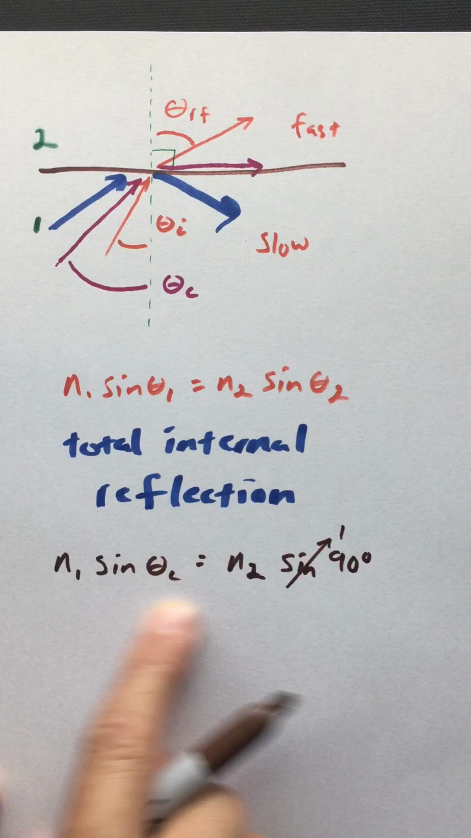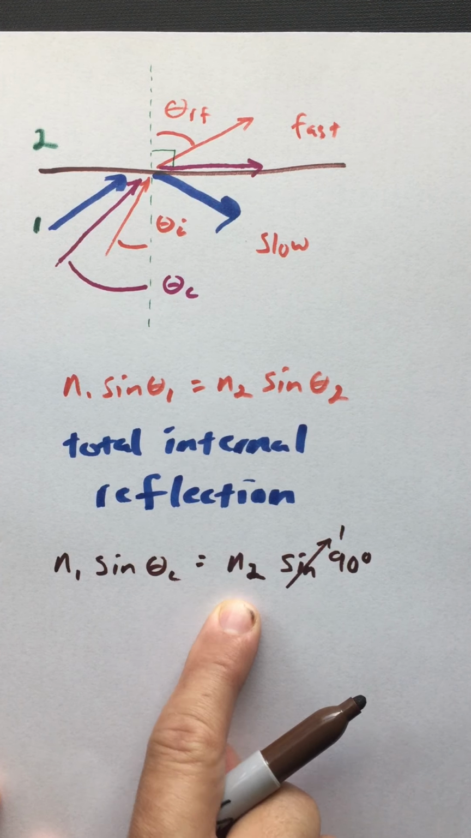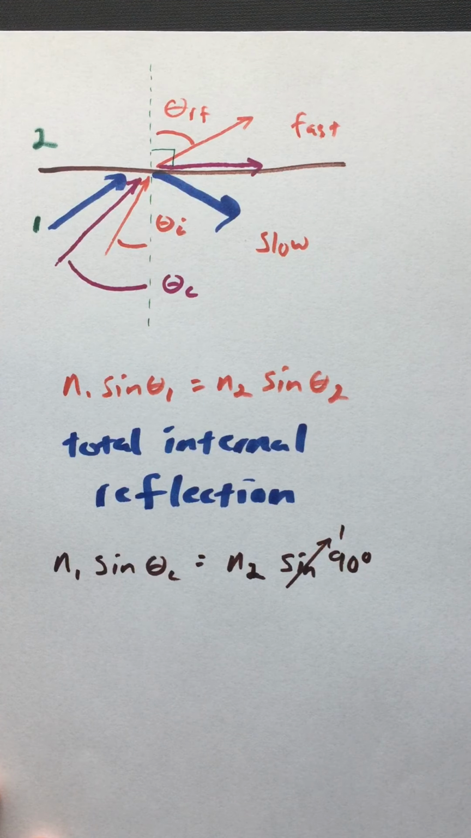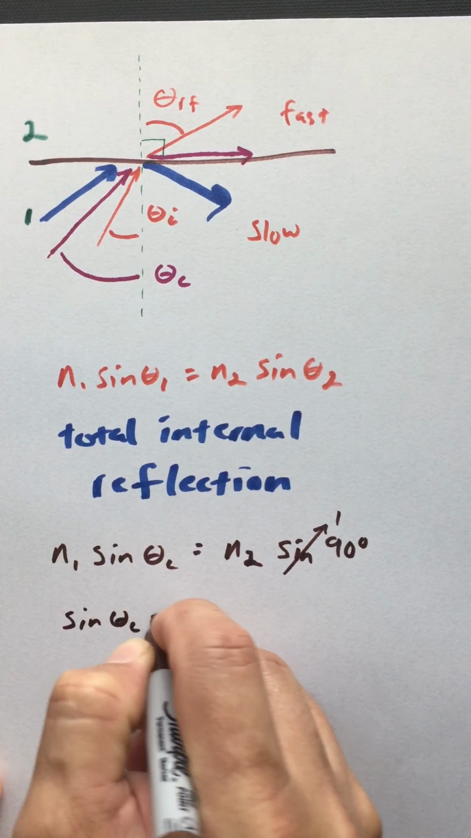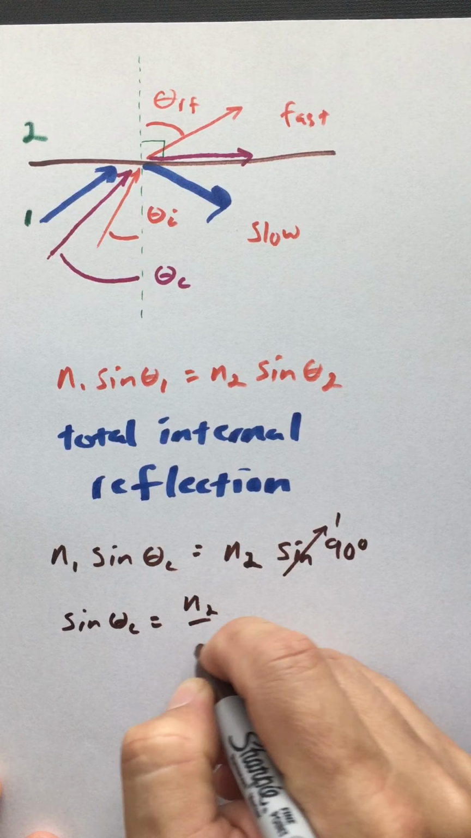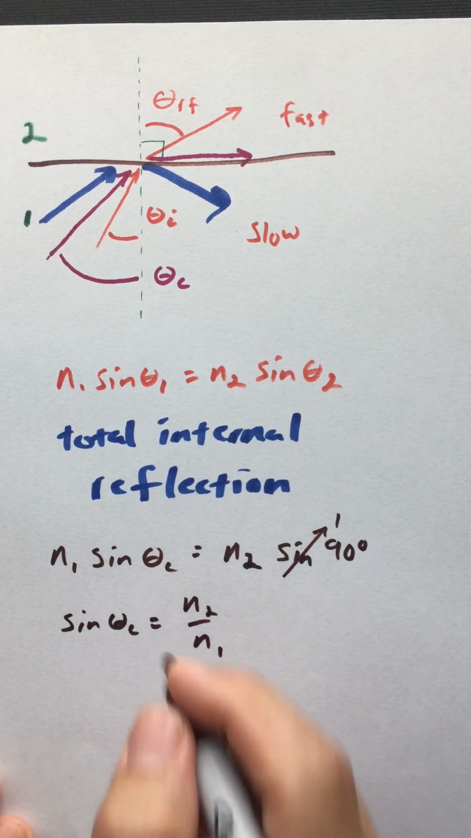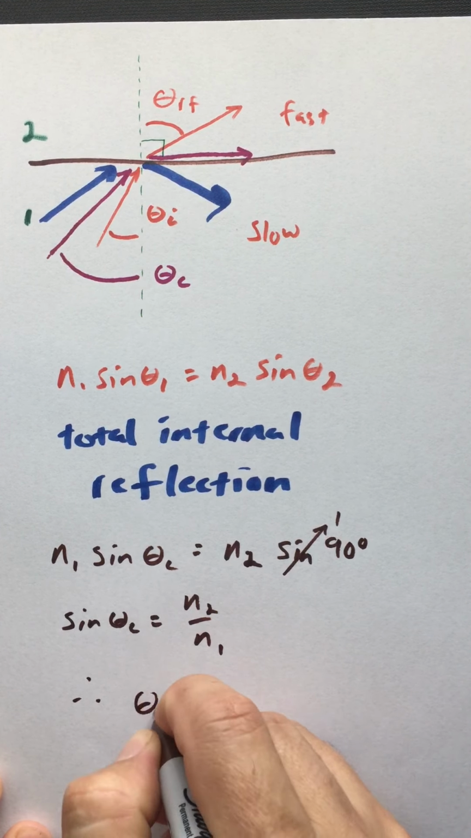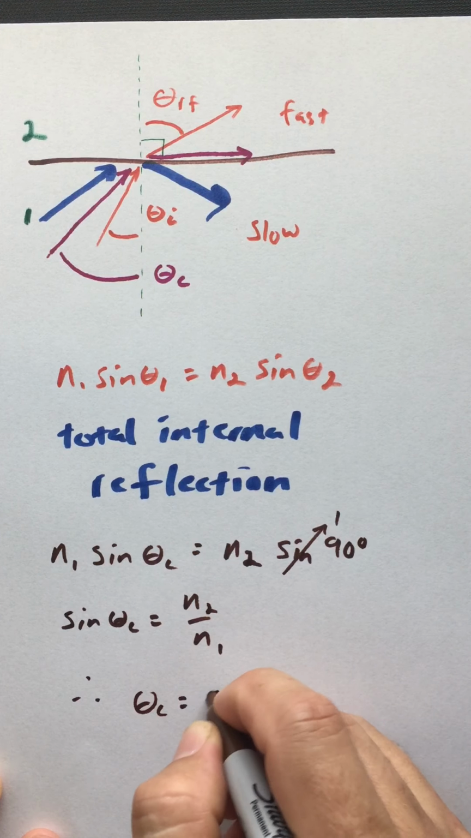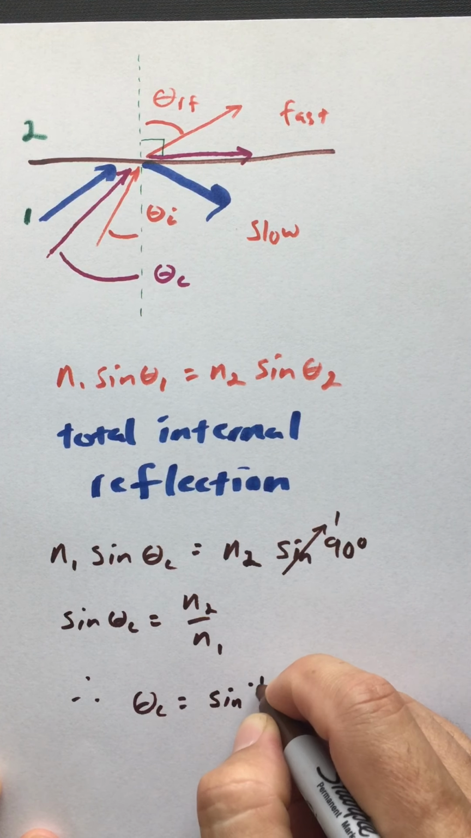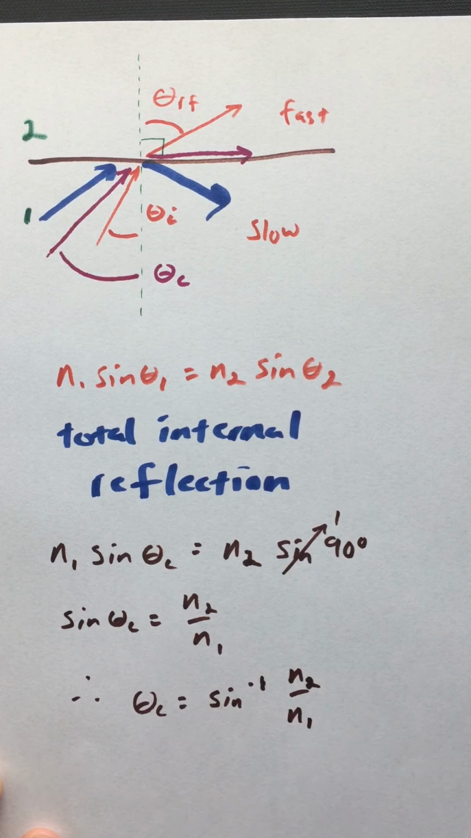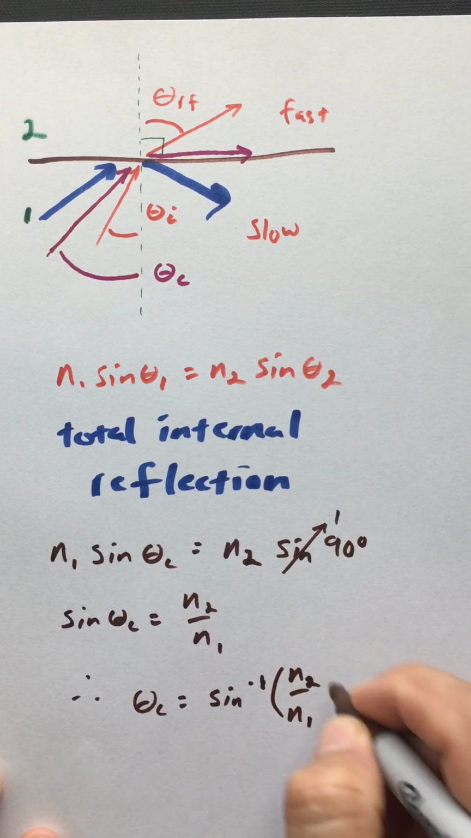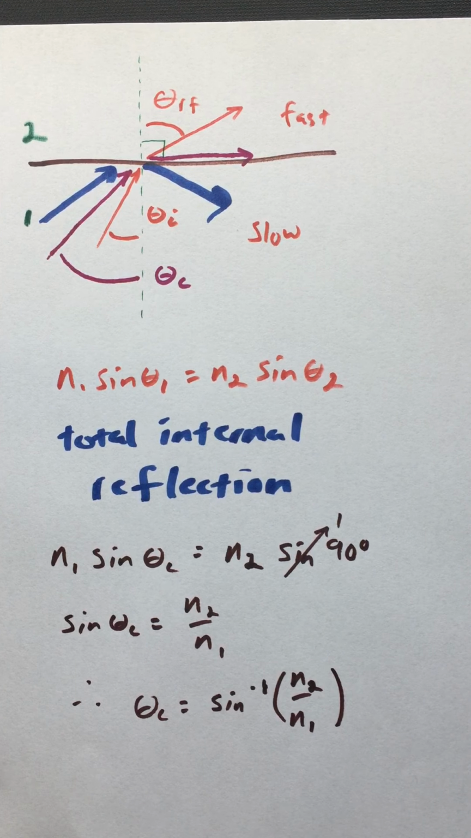So N1 sine theta critical equals N2, the index of refraction in my second medium. So sine theta critical is equal to N2 over N1, which means theta critical is equal to the arc sine, or the inverse sine, of N2 over N1. And there you have it.